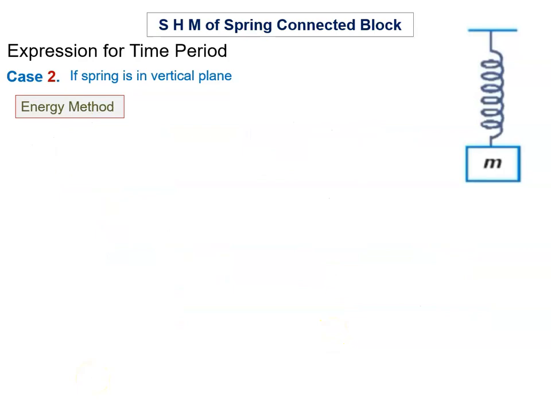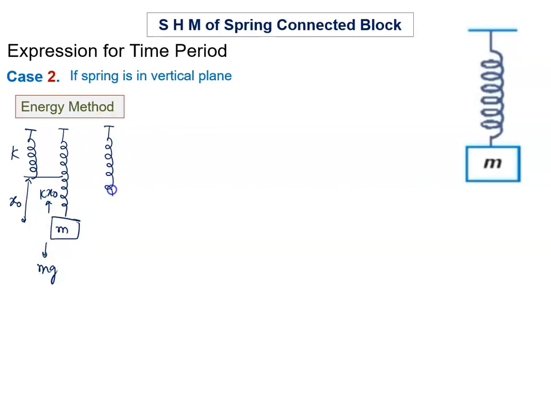Now we will discuss the same concept with the energy method. Same thing, we take the spring of constant k. We attach a block of mass m, the spring will be elongated, but it will remain at equilibrium because the upward force equals the downward force. If this displacement is x naught, we say the upward force is kx naught and the downward force is mg. Further we displace by distance x.